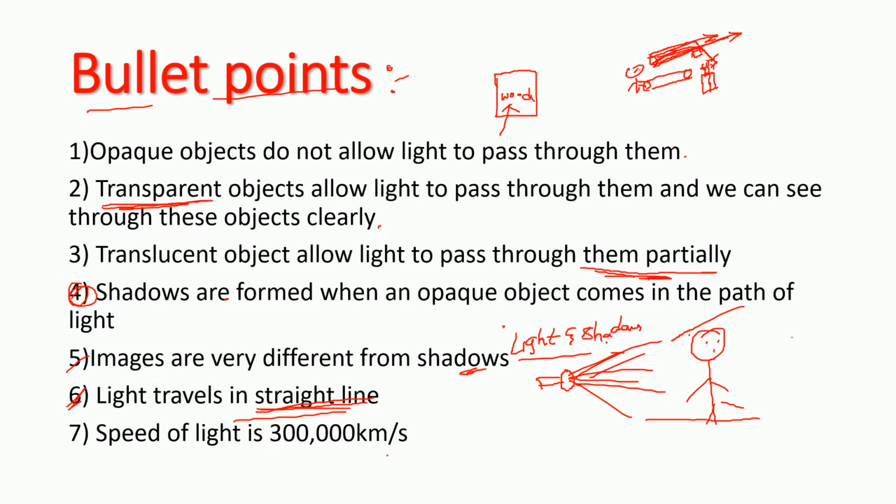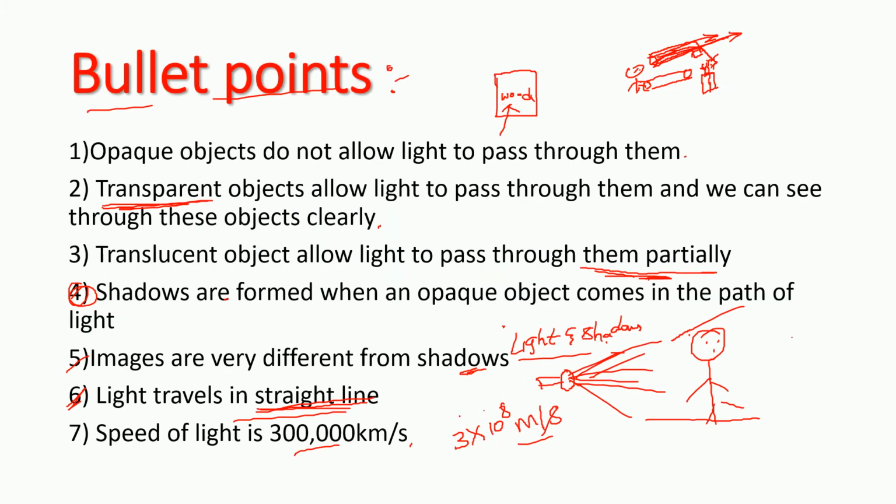So seventh point, speed of light. Actually we say the speed of light is 3 into 10 to the power of 8 meter per second. But here, 3 lakh kilometer per second it will travel. I will tell how it changes to 3 into 10 to the power of 5 kilometer per second. Before going to the bits, we will see how it is converted to 3 lakh kilometer per second.